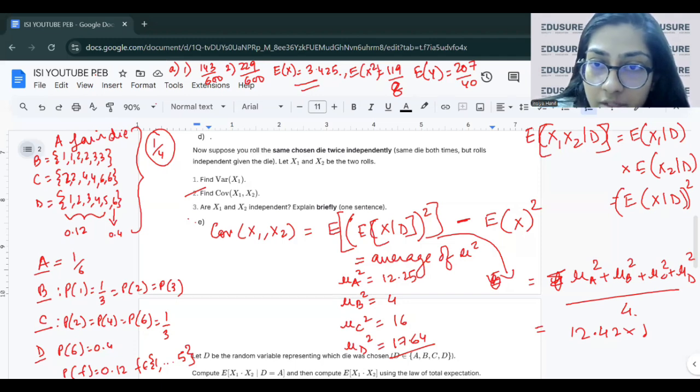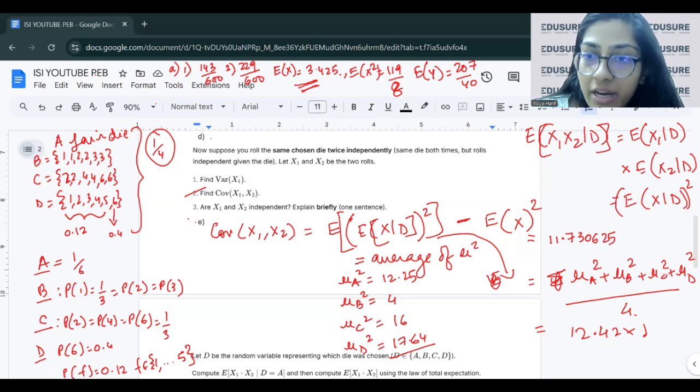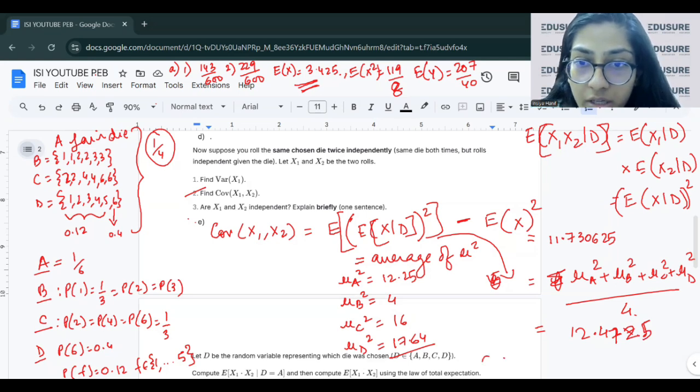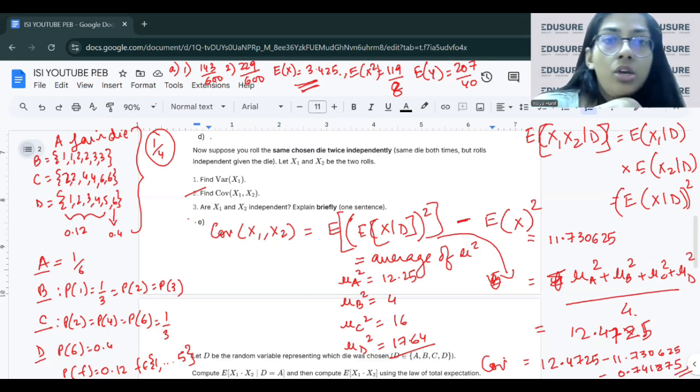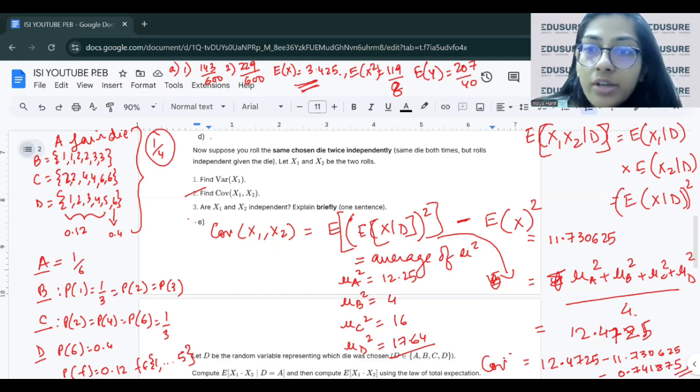This expectation of x square is basically going to be the square of the 3.425 that we calculated earlier. So the square of 3.425 is coming to be 11.730625. Now all that is left is you just have to subtract. So covariance is going to be equal to 12.4725 minus 11.730625, which is equal to 0.741875. This is your answer. So covariance of x1 x2 is 0.741875.